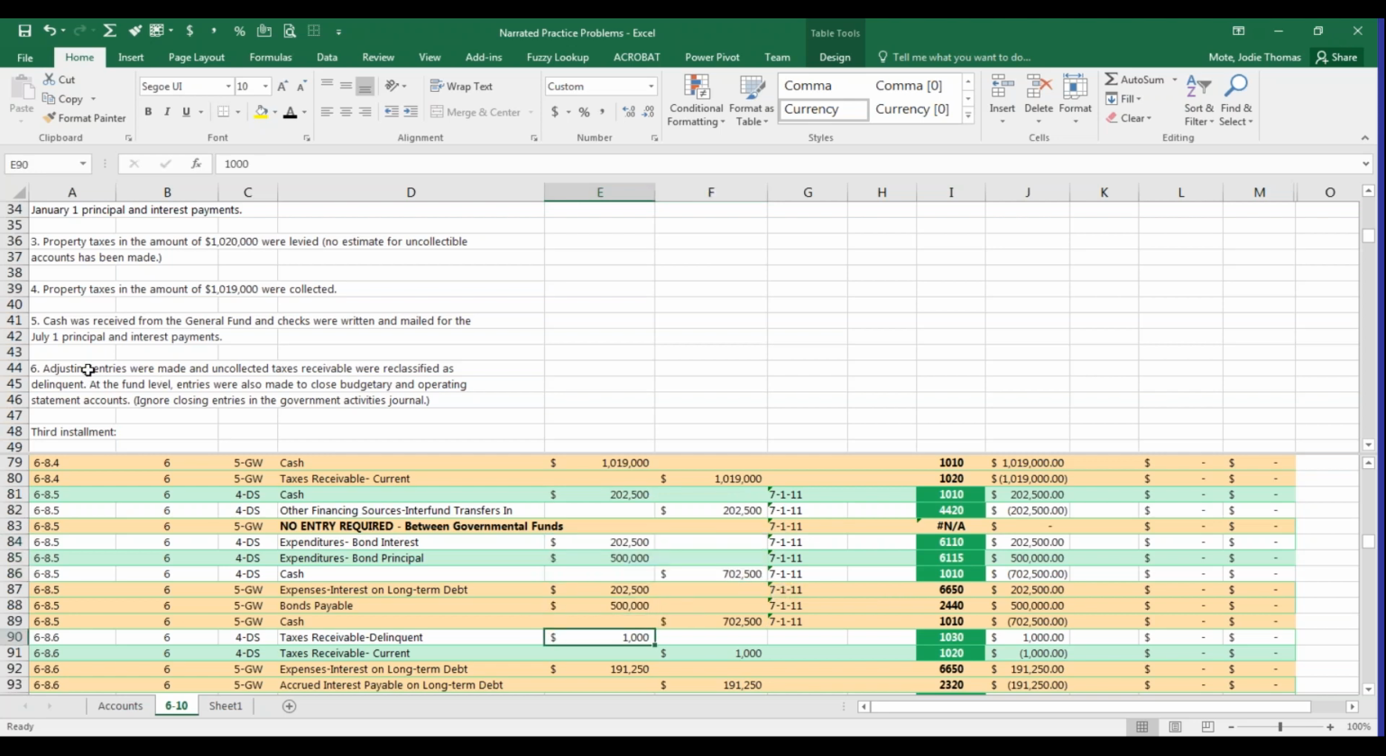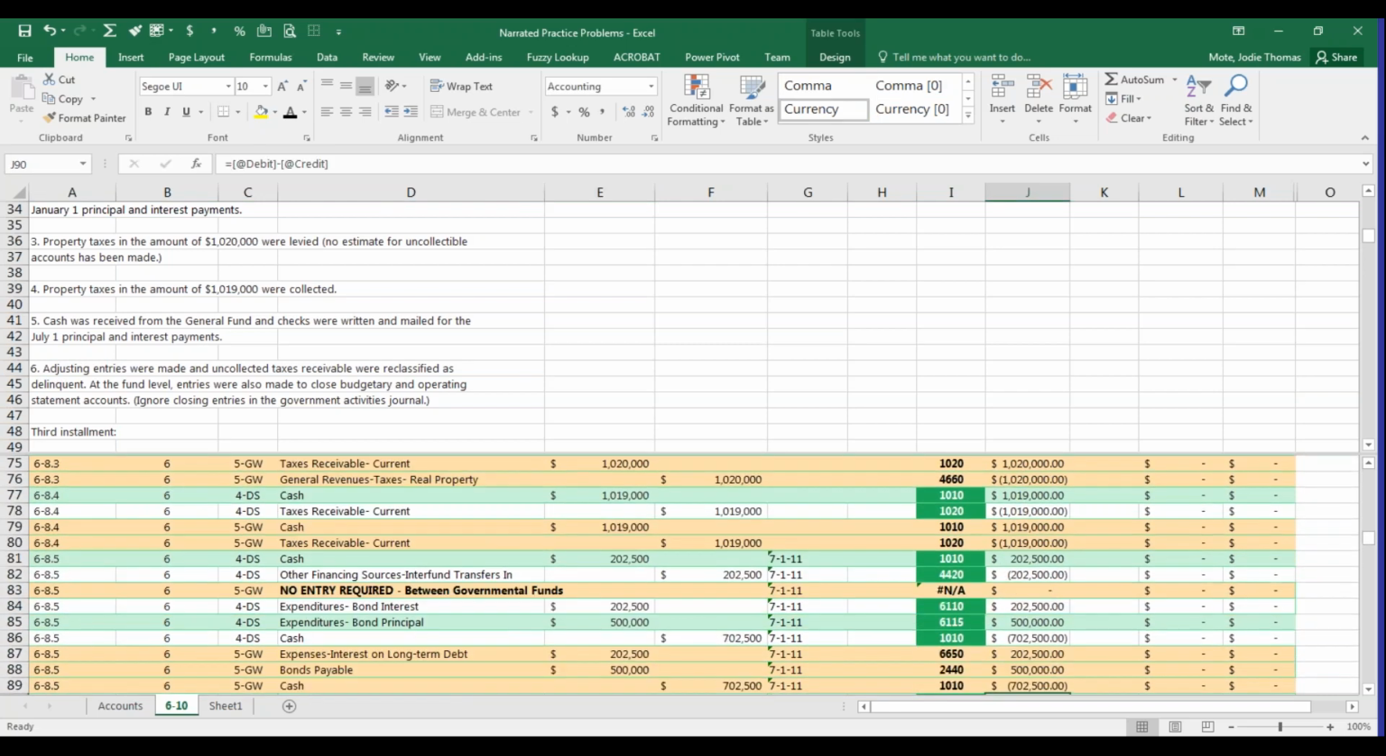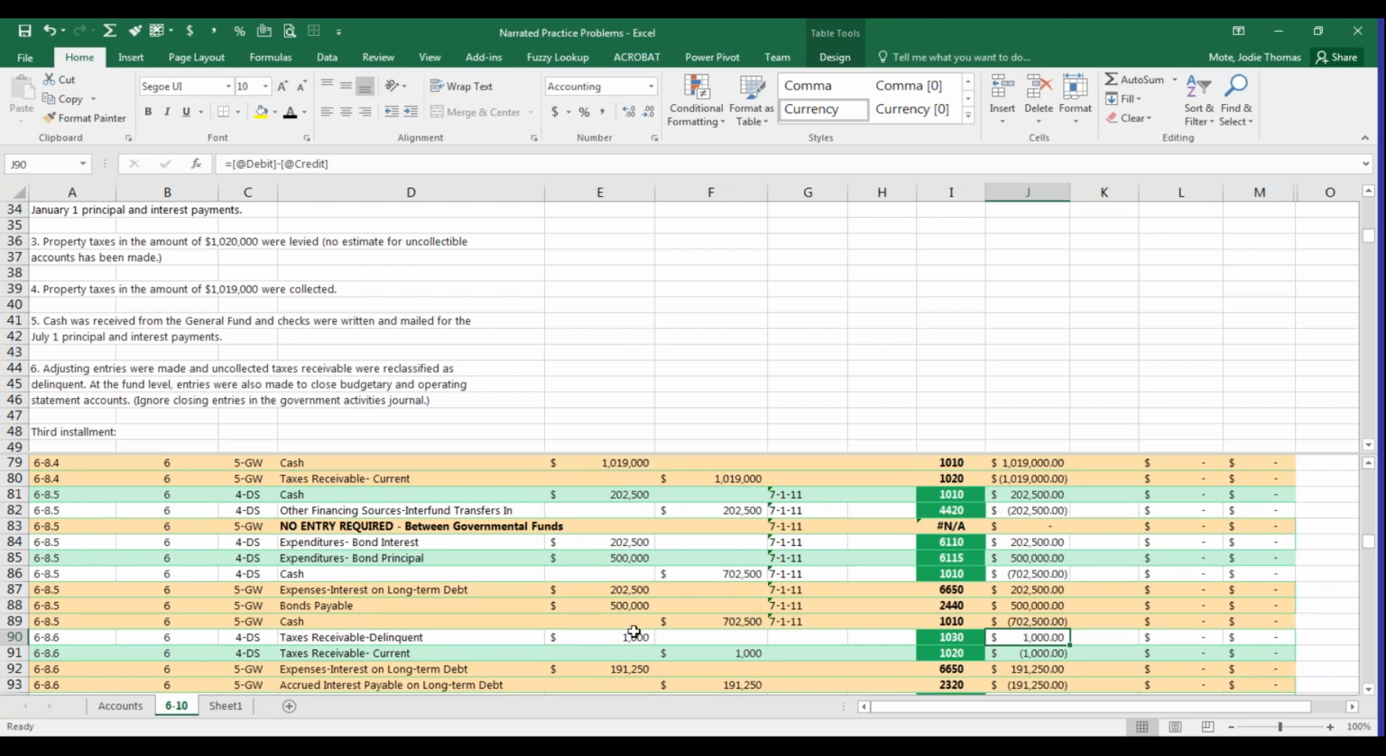All right, number 6. Adjusting entries were made and uncollected taxes receivable were classified as delinquent. At the fund level, you also closed out the budgetary and the operating statement accounts, okay? So first, taxes receivable. Again, when you're doing your Smithville problem or whatever, this is a common mistake that I see. In here, all you're doing is taking whatever the current balance is of this account, which is taxes receivable current.